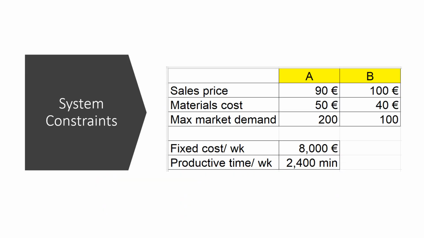The line operates one shift with 2,400 productive minutes per week. The fixed costs, which include the salaries of the three operators, are €8,000 per week. Sales price for the finished products: A, €90. B, €100. The maximum weekly market demand is A, 200. B, 100. Total materials cost: A, €50. B, €40. We want to know how many products A and how many B we should produce to maximize profit.